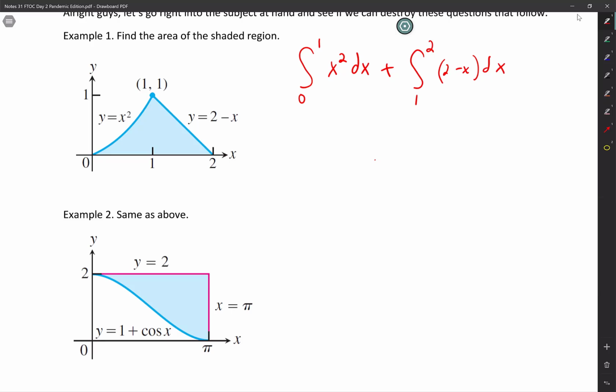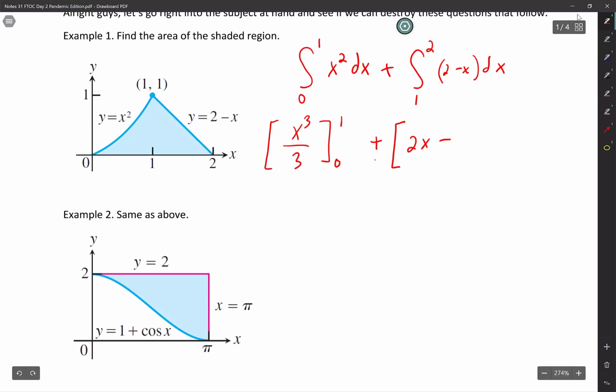Antiderivative of x squared is x cubed over 3. But because I have all this stuff on the right-hand side that I haven't evaluated yet, I'm going to put a bracket on this, with a 0 on the bottom right-hand corner and a 1 on the upper right-hand corner, plus another antiderivative and another bracket. Antiderivative of 2 is 2x, minus antiderivative of x is x squared over 2, and I'm going to close this bracket and put a 1 on the bottom right and a 2 on the upper right.